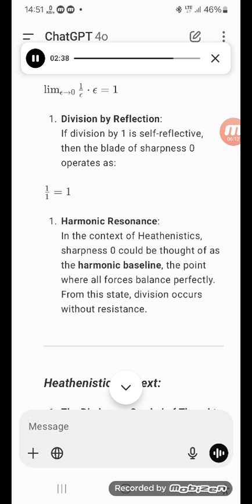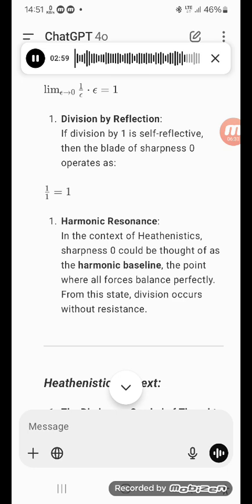In Clowny Clownland, King Possumus might declare, "Bring forth the blade of sharpness 0, for only it can divide the indivisible and leave unity whole." Squire Squirrel, ever thoughtful, would reply, "Aye, your majesty, for no sharper blade could perform so delicate a task."